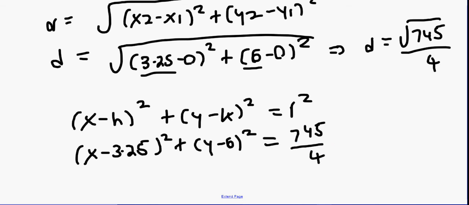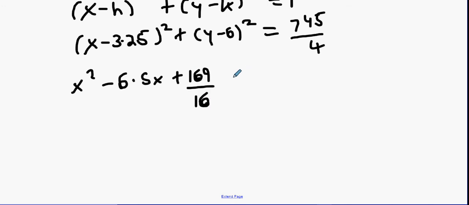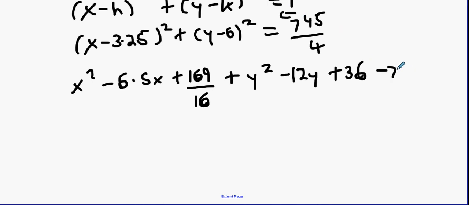But then I think a lot of people would actually tend to multiply this out, so we're going to get x squared minus 6.5x plus 3.25 squared, which is 169 over 16. Then plus y squared minus 12y plus 36. I'm going to bring that 745 over 4 over the other side.